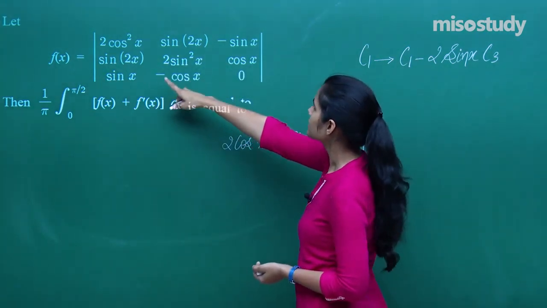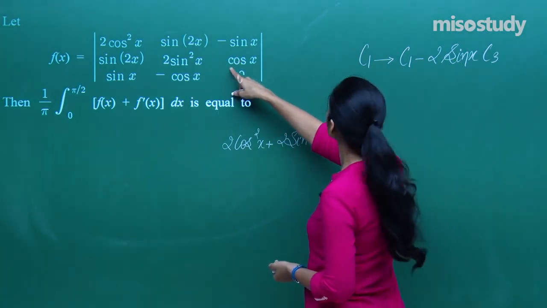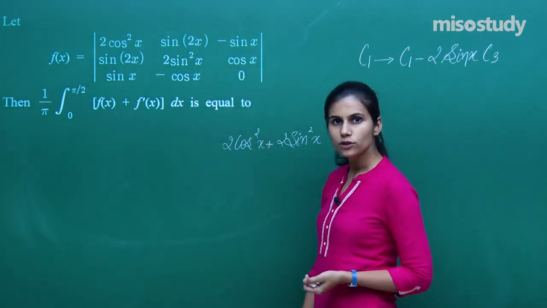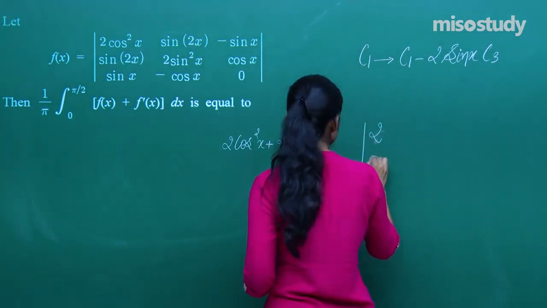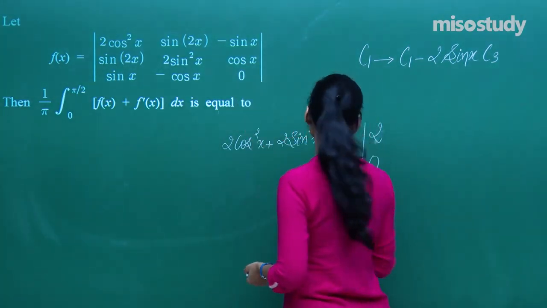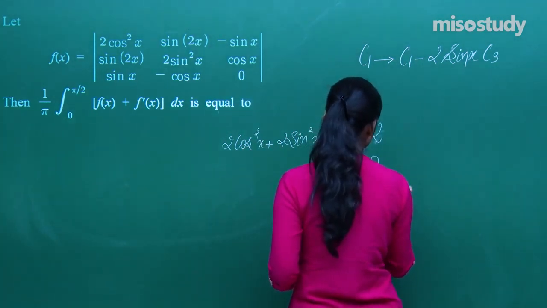Similarly, sin 2x minus 2 sin x cos x. Sin 2x minus 2 sin x cos x is sin 2x minus sin 2x, which is 0. Then you have sin x, this becomes sin x only because here you have 0.